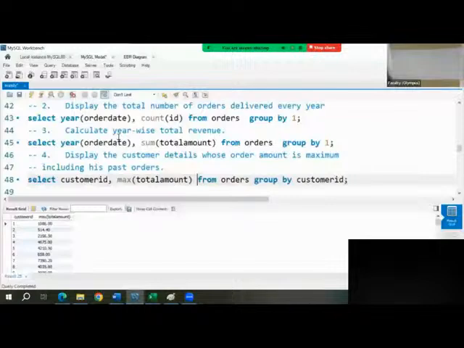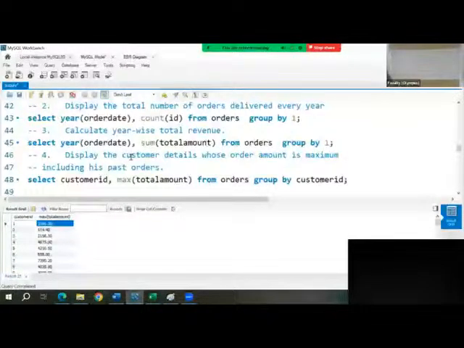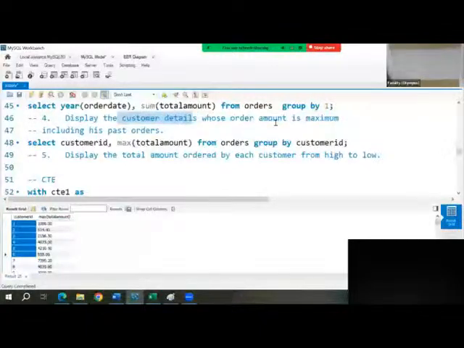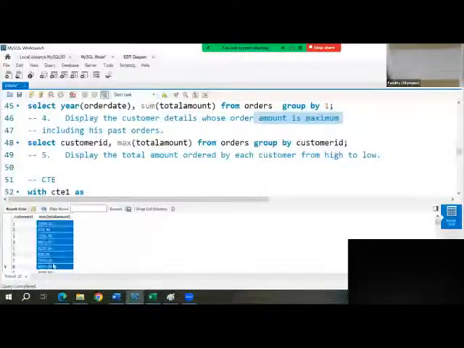I don't know how to interpret this question at all. They want the customer details whose order amount is maximum. Okay, customer maximum. What do they want further to do actually? Okay, fine. So how do we use that? I'm just trying to see, the maximum order amount is here. What else? Yeah, this is the maximum order amount, right? So what further do they want?